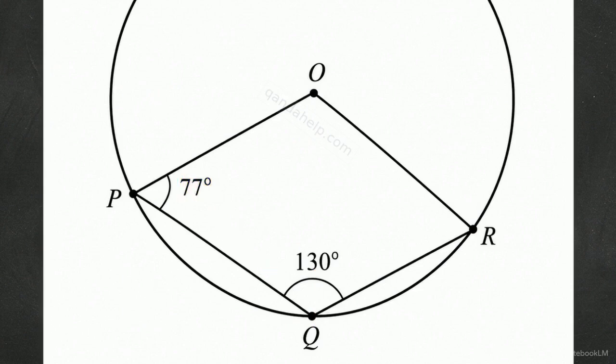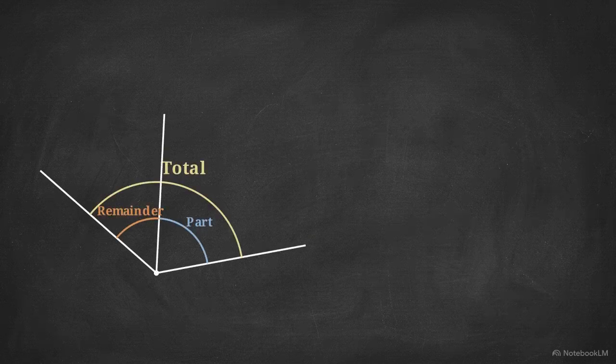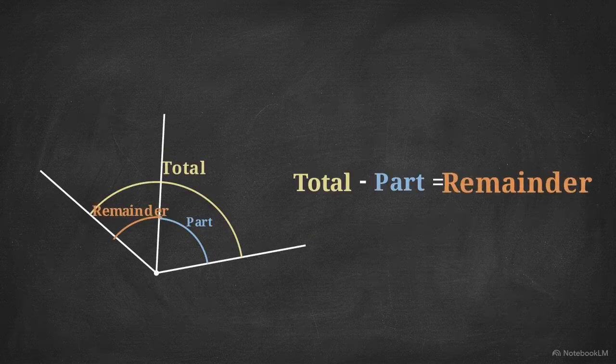Consider the full diagram. The entire angle PQR is 130 degrees, made of two parts divided by radius OQ. Subtracting the 77-degree piece from the 130-degree total gives the bottom section, angle OQR, as 53 degrees. By separating the composite angle into its components, we resolve the geometry through simple subtraction.